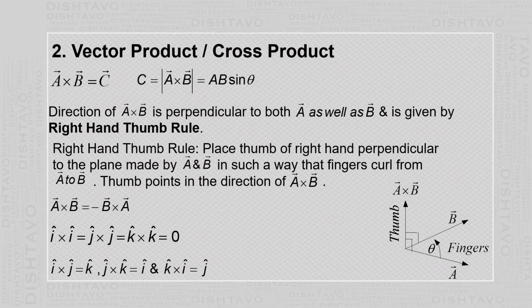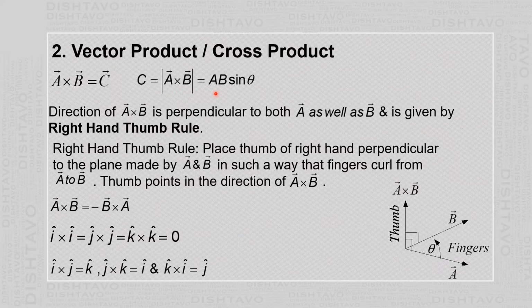When two vectors are multiplied and it results into another vector quantity, then that multiplication is called a vector product. So vector A cross vector B is equal to another vector, vector C, whose magnitude is equal to AB sin theta. That means the magnitude of A cross B is equal to AB sin theta, and not vector A cross vector B equal to AB sin theta. So this is the magnitude.